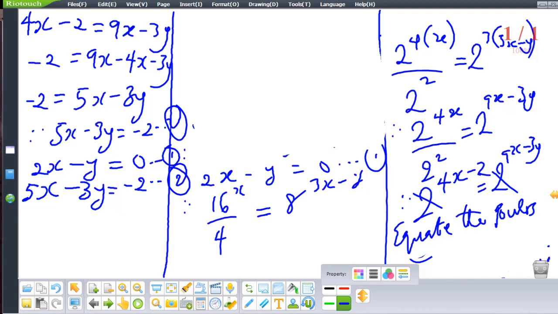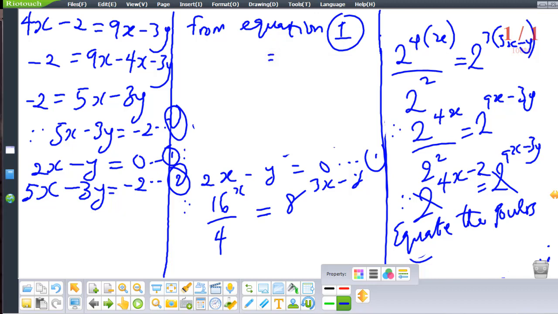So using the substitution method, we say from equation 1, y comes to this side, that's going to be 0 plus y. Then we have 2x on this side. So y is equal to 2x. So anywhere we see y is actually a multiple of x, 2 times. This is our equation 3.